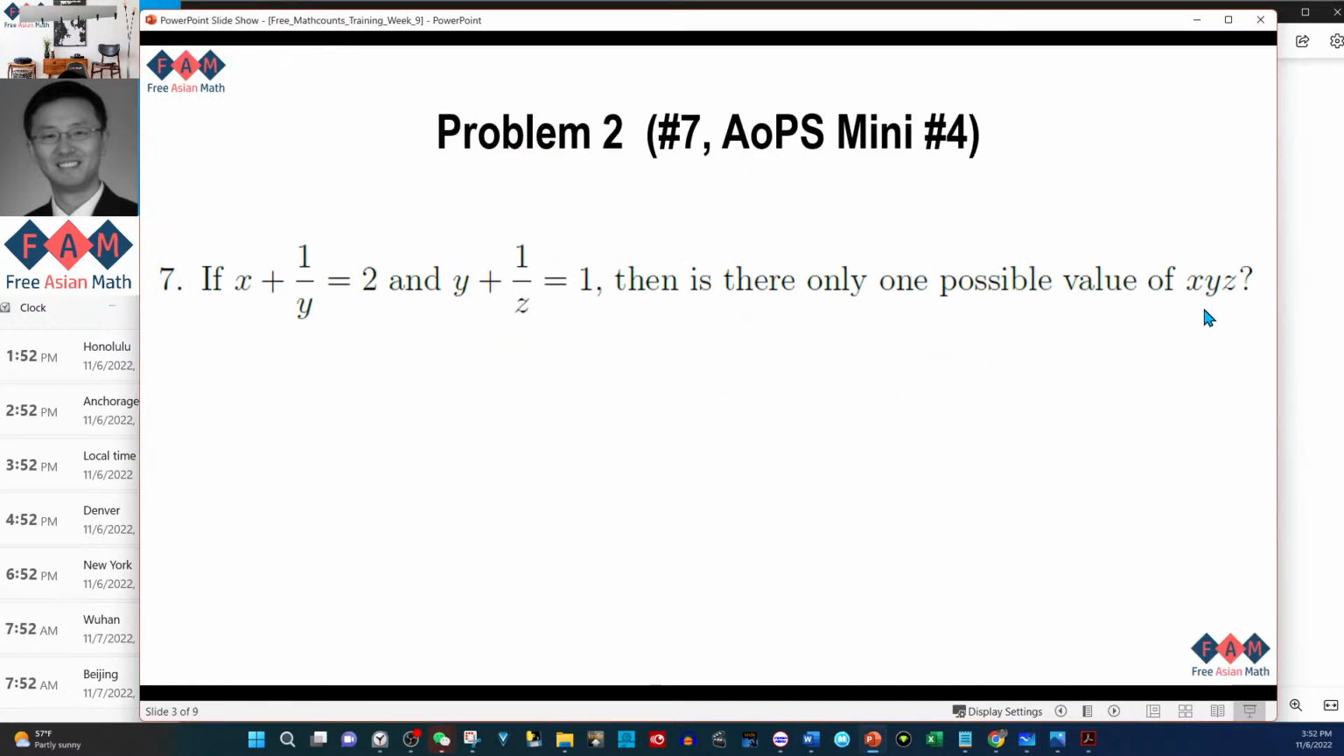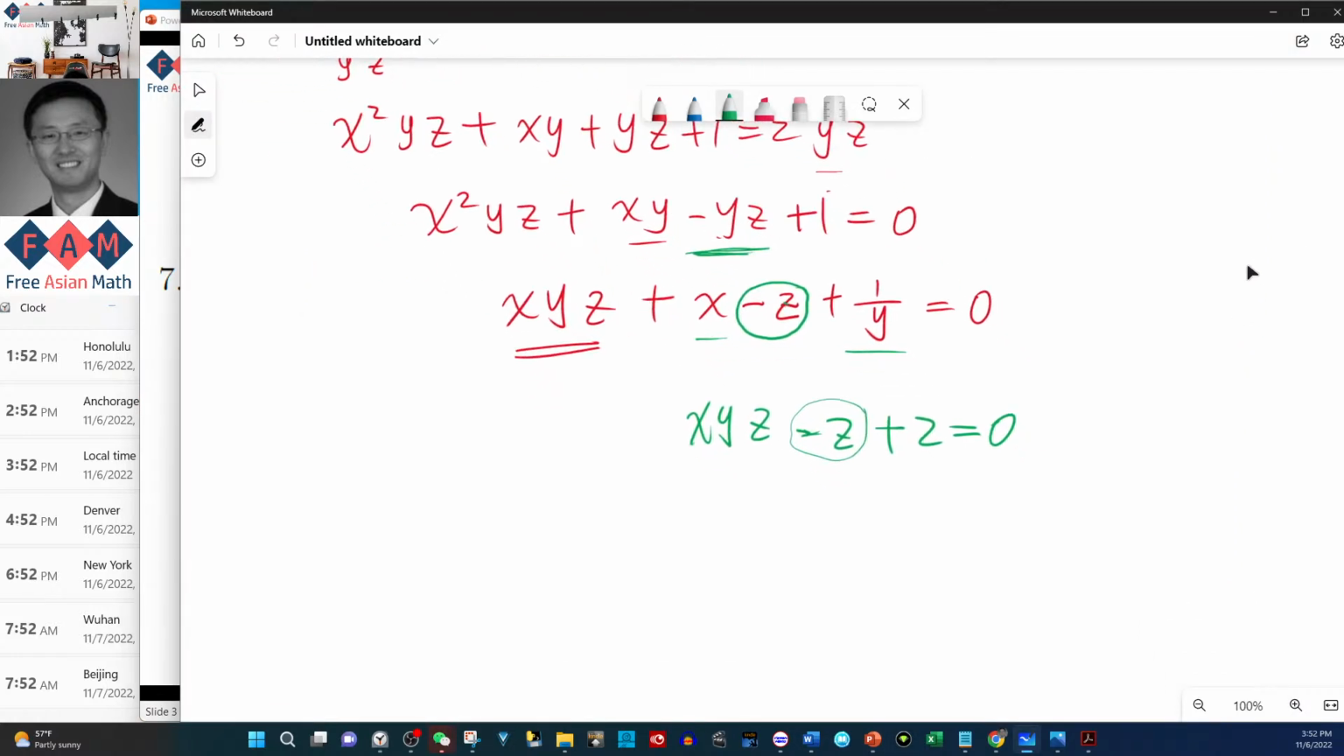but it really helps us to answer the question, because the problem does not ask you to get the value. The problem is, is there only one possible value of x, y, z? Clearly now we know x, y, z, last time it just equaled negative 2, but now it's z minus 2. So it doesn't matter what you get, x, y, z, when you multiply them together, it's always equal to z minus 2.